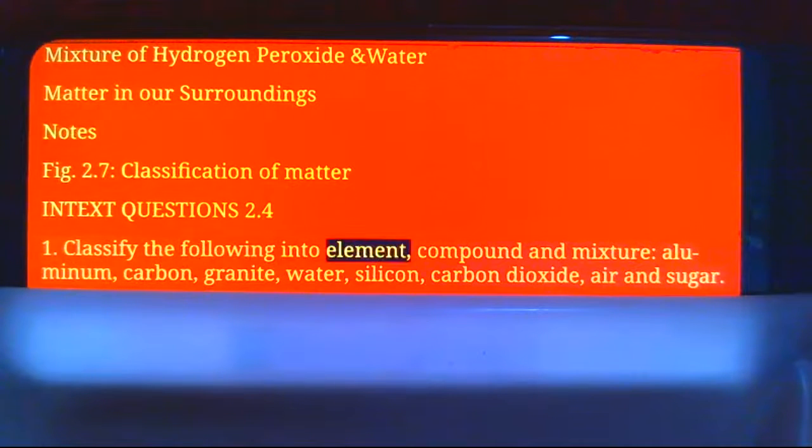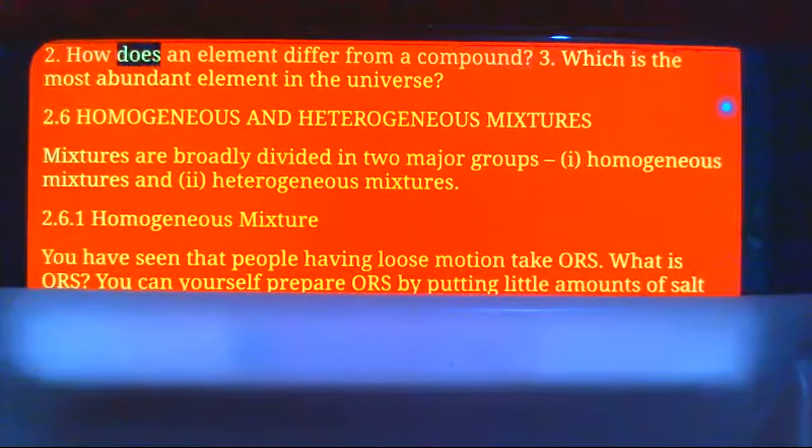Intext questions 2.4. 1. Classify the following into element, compound, and mixture: aluminium, carbon, granite, water, silicon, carbon dioxide, air, and sugar. 2. How does an element differ from a compound? 3. Which is the most abundant element in the universe?